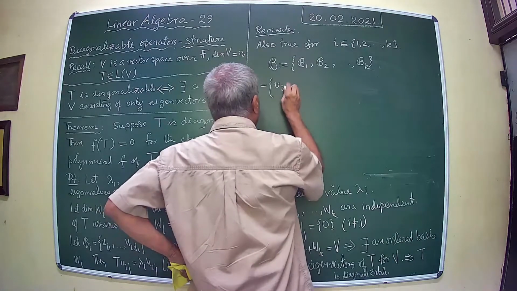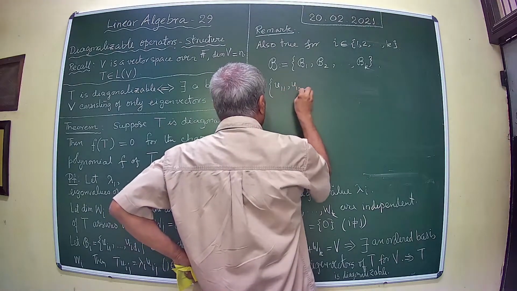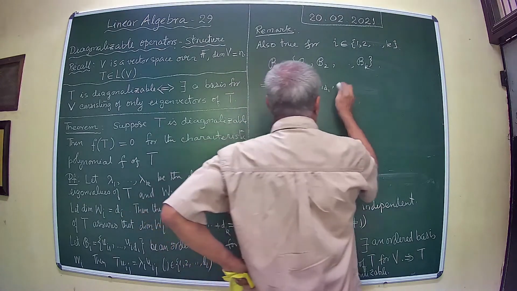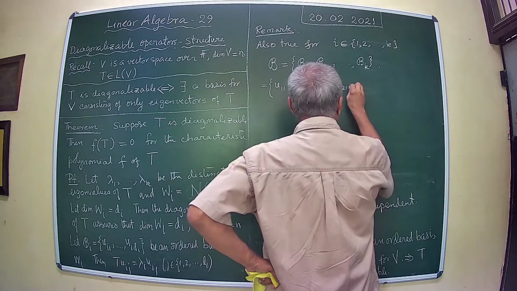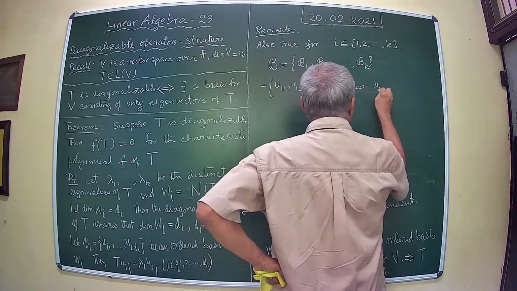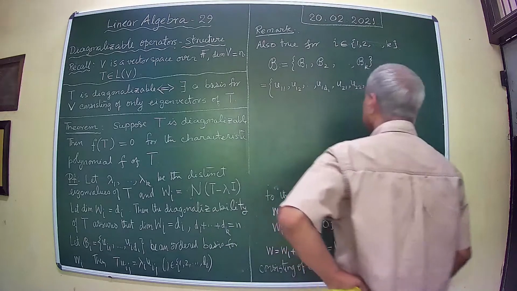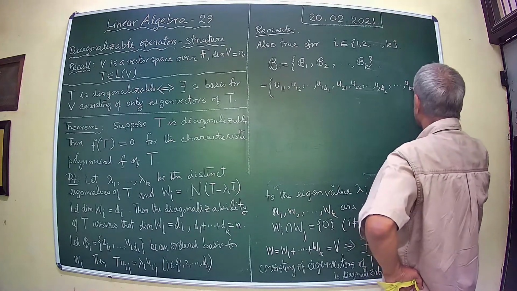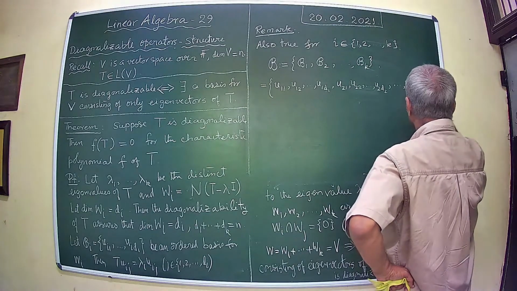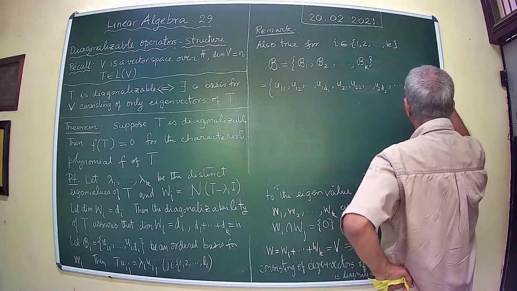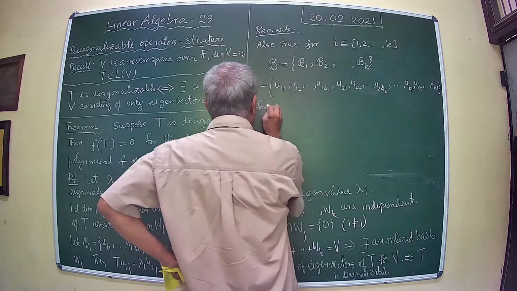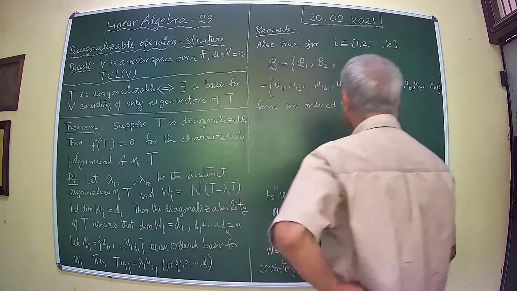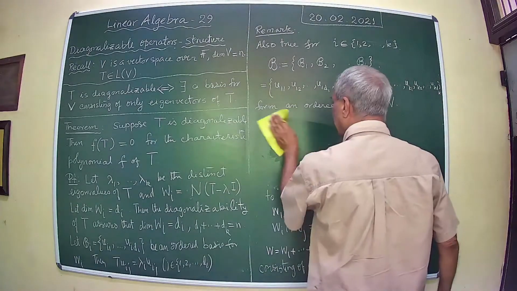You can write down u11, ..., u1d1, u21, ..., which form an ordered basis for V, call it B. What is the consequence? Now let us compute this.